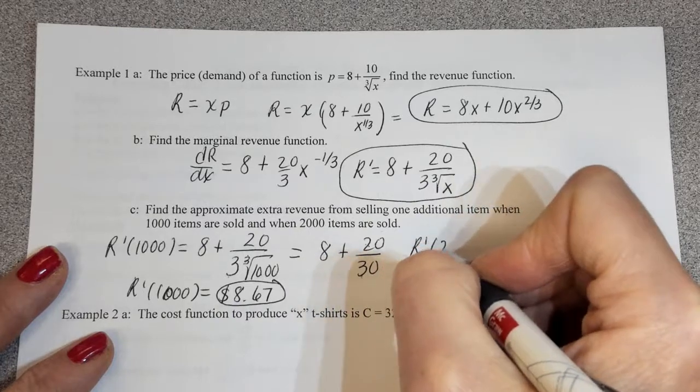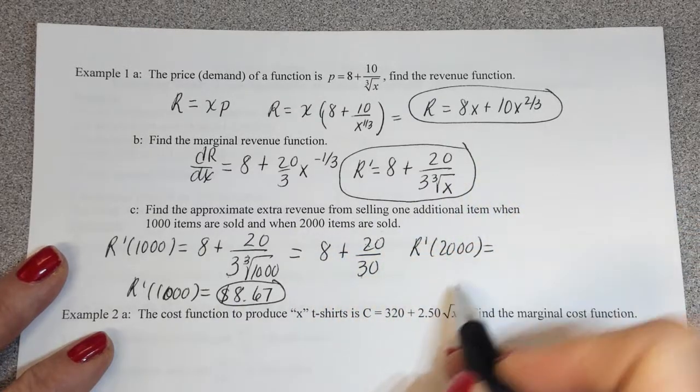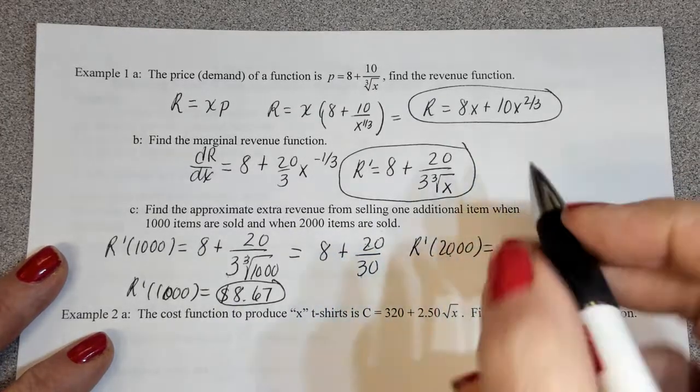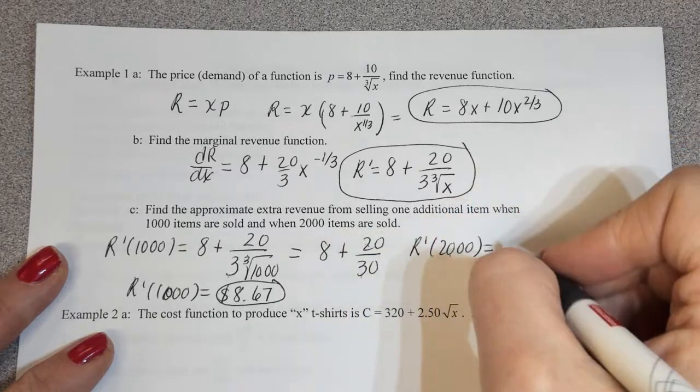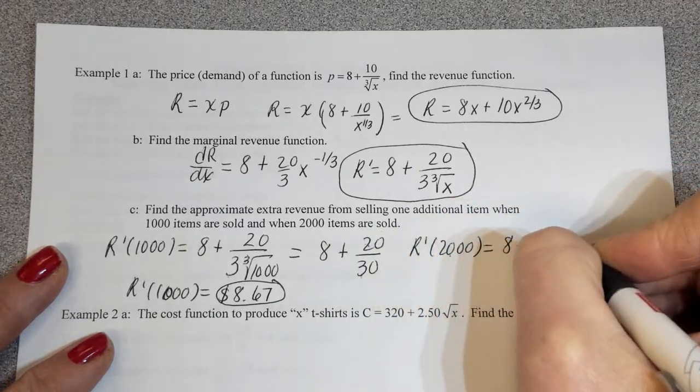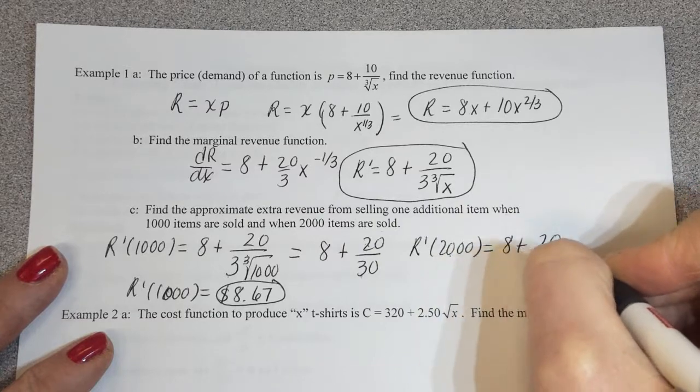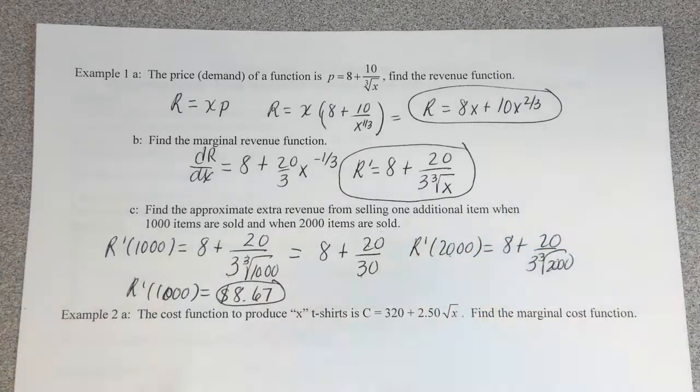We have to find R prime of 2,000. What happens if we go from selling 2,000 to 2,001? How much extra money are we going to make? So that's 8 plus 20 over 3 cube root of 2,000. I'm going to get a calculator out for that.